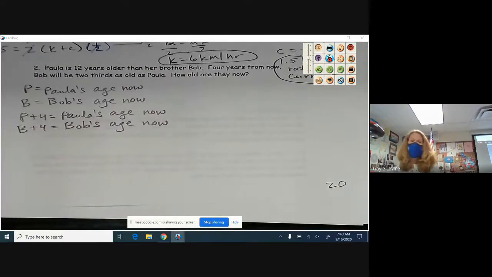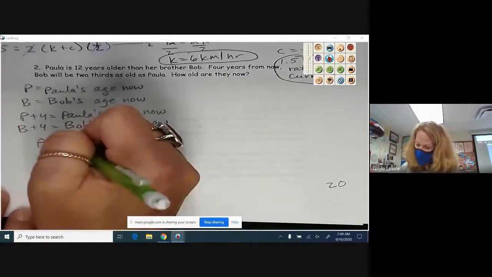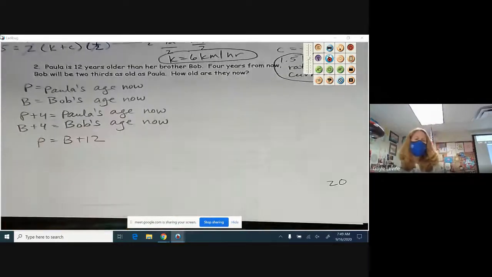All right, and now let's see if we can write an equation from that first sentence. So when you have a word problem, it's a good idea to read them multiple times. So for number 2, Paula is, so "is" means equal, right, in math. So P equals 12 years older than her brother Bob. Well, that's right now. So we're just going to say P equals B plus 12. You could write 12 plus B. I just put the variable first because that's what we usually do.